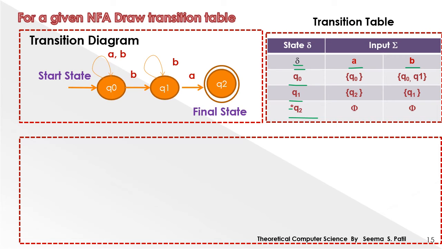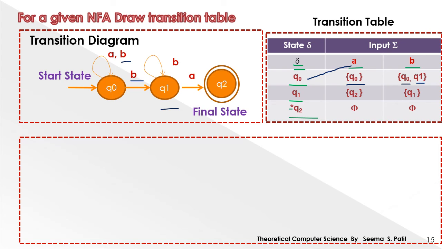Now see, from Q0 and A, for this we are making the entry Q0. Why? From Q0 there is a path for A which goes to itself, that is Q0. So Q0 along with A goes to Q0. Q0 along with B goes to Q0 here, and Q0 along with B goes to Q1. So right here Q1.